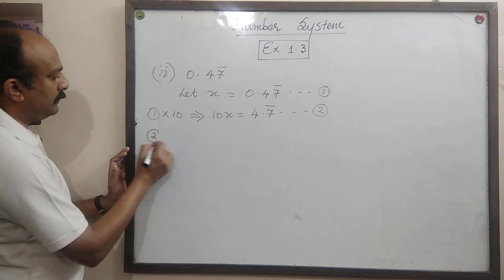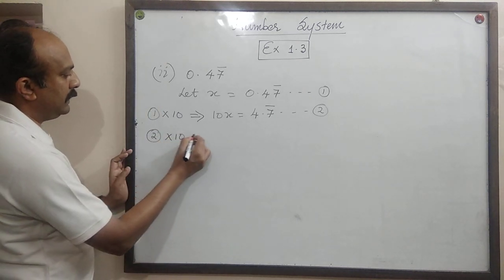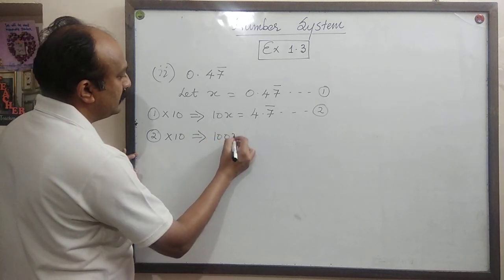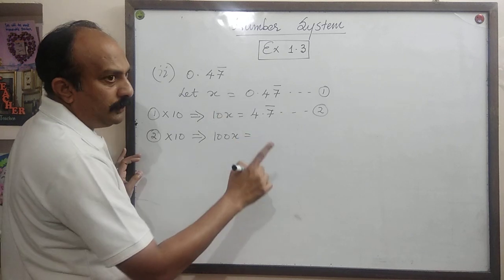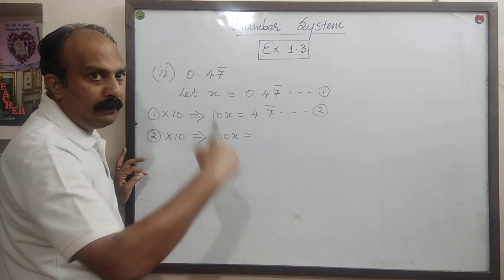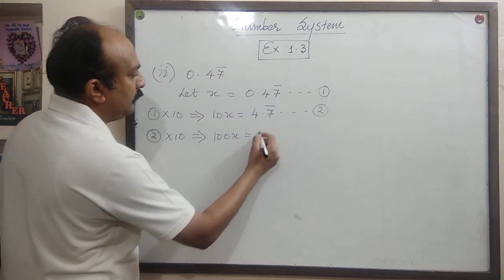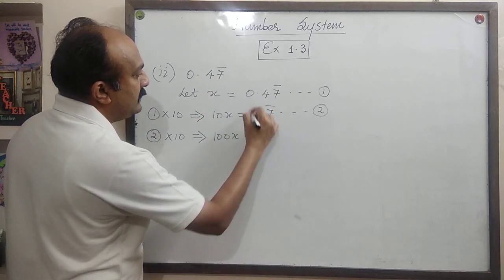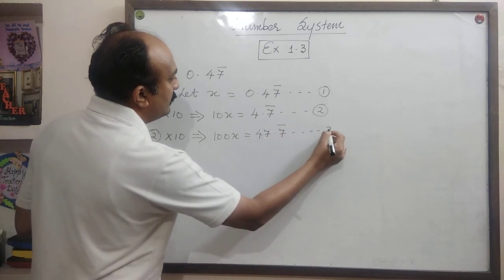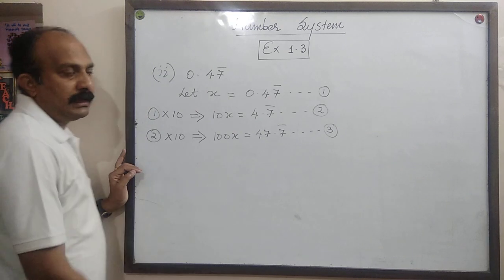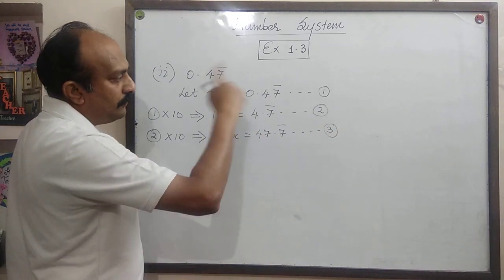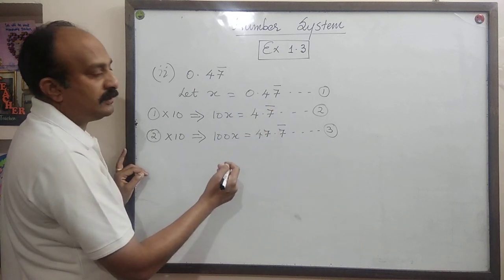So now equation 2 multiply by 10. 10 into 10, 100x. As I told you in the previous question, when we multiply it by 10, the decimal will move 1 place to the right. So it becomes 47.7 bar. This is equation number 3. While multiplying by 10, one 7 will come before the decimal.